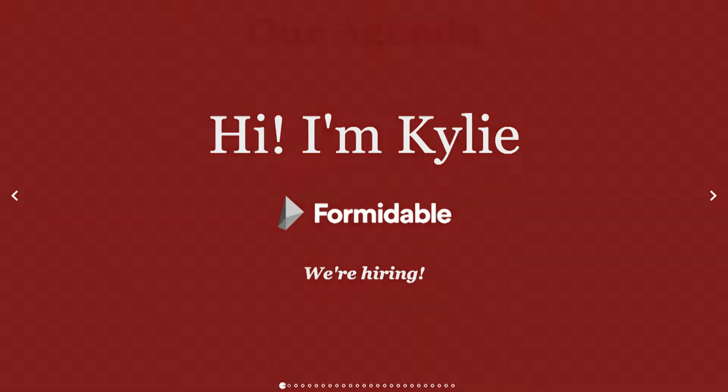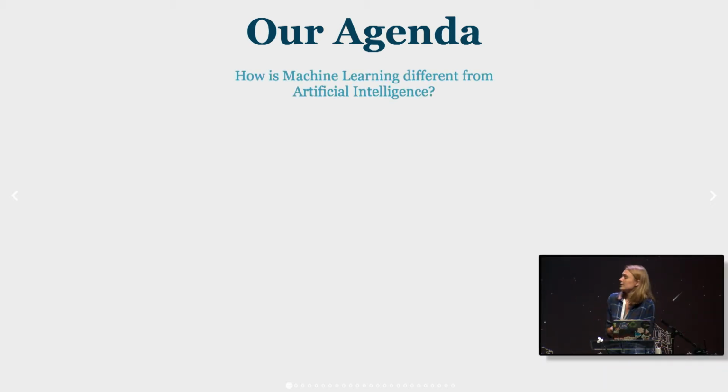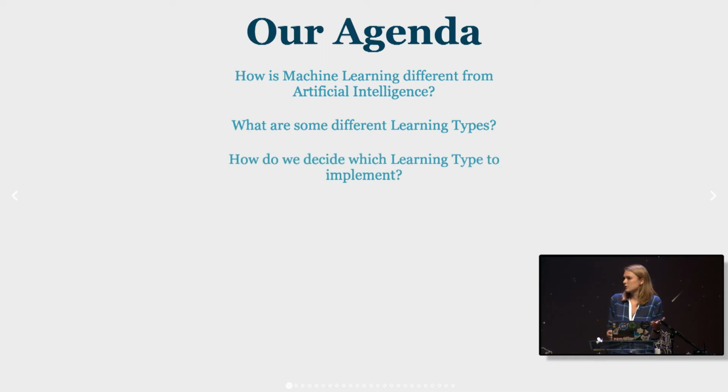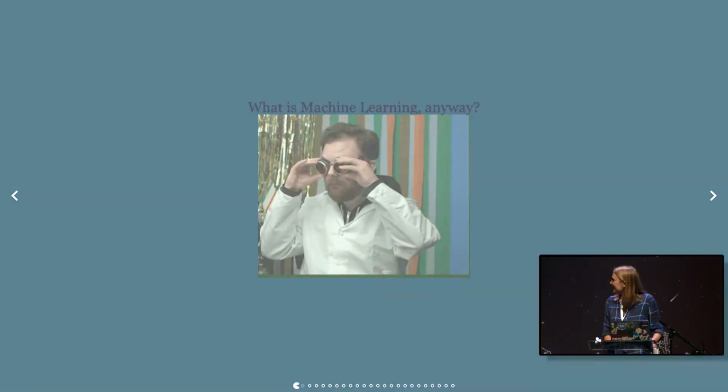So today, these are some of the questions that I am going to be answering for you. How is machine learning different from artificial intelligence? Just the high-level overview. What are some different learning types, and how can we apply those to those machines? How do you decide which learning type you actually should be implementing? And seriously, can we do this in JavaScript? Not sure. So we'll just dive right in.